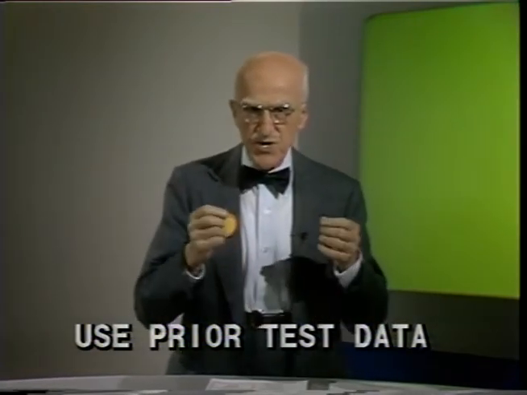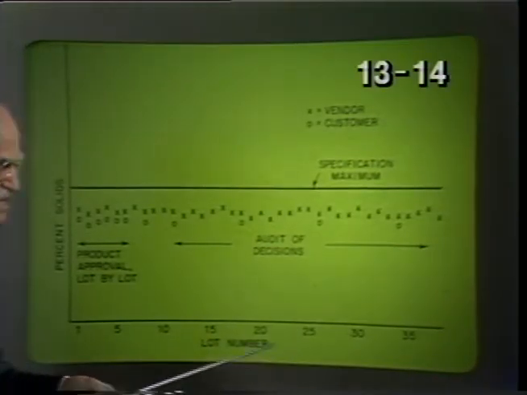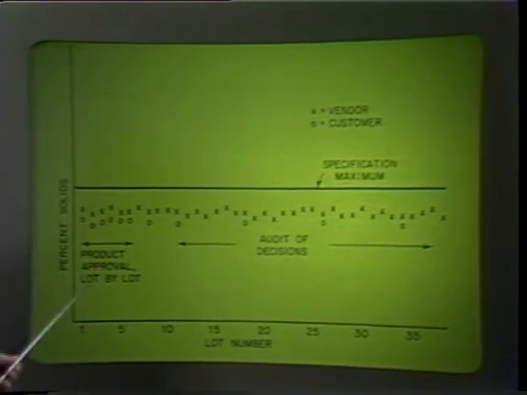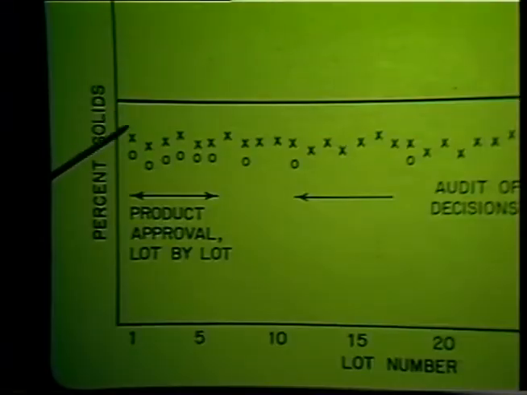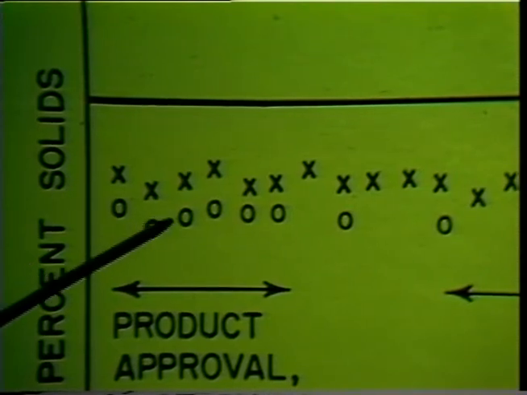Fifth, use prior test data. Arrange to secure reliable test data from vendors and other sources so as to avoid duplicating prior tests. Provide quality assurance by audit. The horizontal scale shows a sequence of shipments from a vendor. The vertical scale is quality. There's a maximum tolerance. The buyer has also arranged to receive the vendor's test data, shown on the graph by X. The buyer's test data are shown by circles.